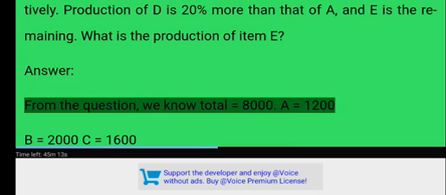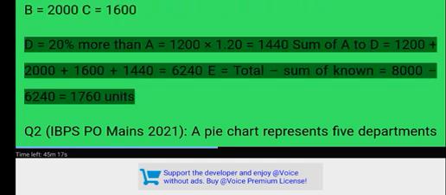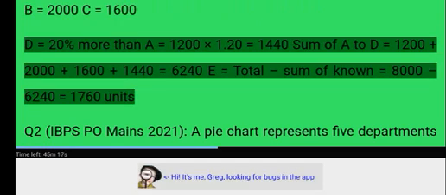Answer. From the question, we know total equals 8,000, A equals 1,200, B equals 2,000, C equals 1,600. D equals 20% more than A, which equals 1,200 times 1.20 equals 1,440. Sum of A to D equals 1,200 plus 2,000 plus 1,600 plus 1,440 equals 6,240. E equals total minus sum of known, which equals 8,000 minus 6,240 equals 1,760 units.